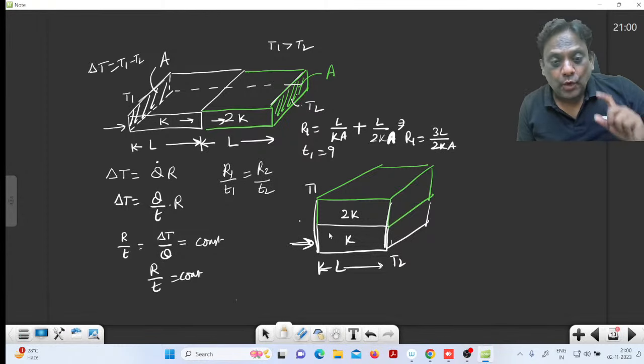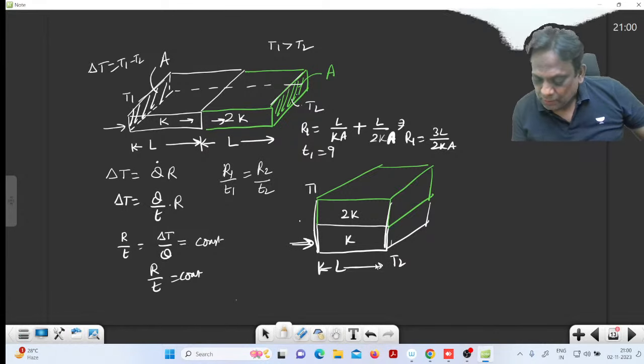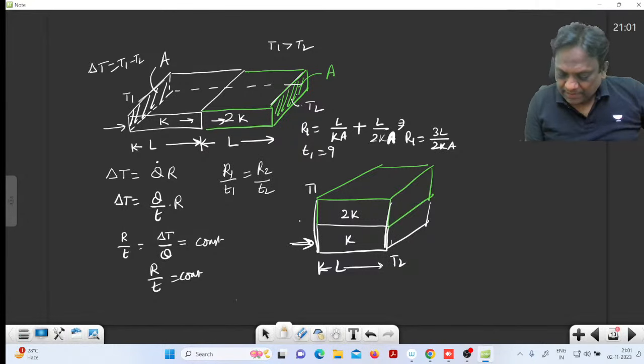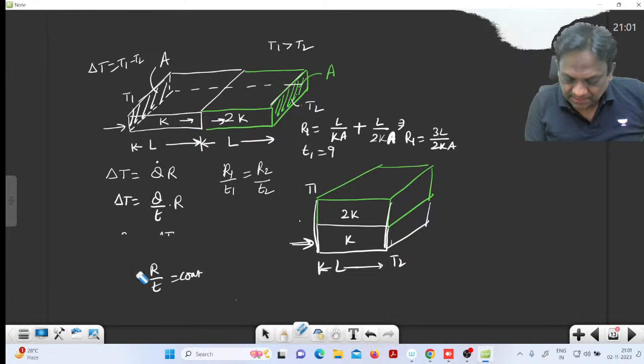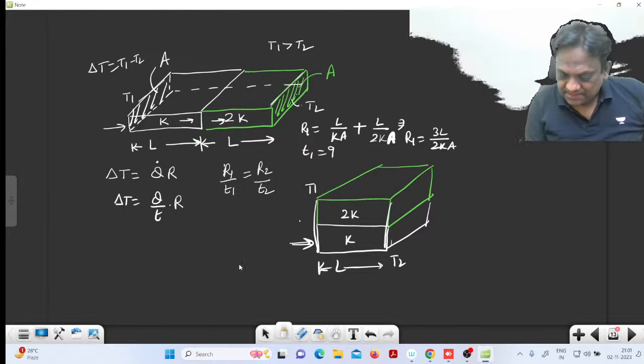Dear students, how do I calculate the second resistance? It is in parallel. Look at it. It is in parallel. So I will remove this. It is in parallel, my dear students. So listen carefully. This is in parallel.